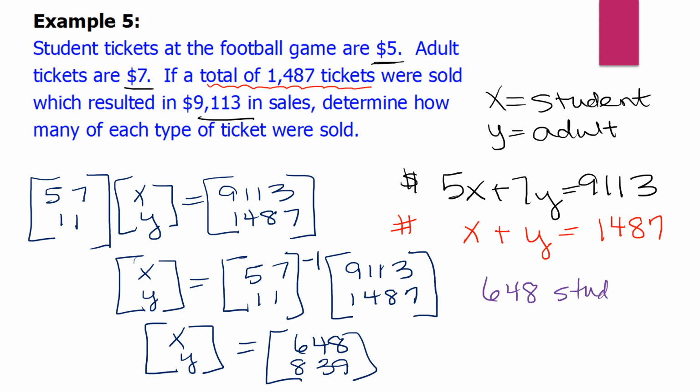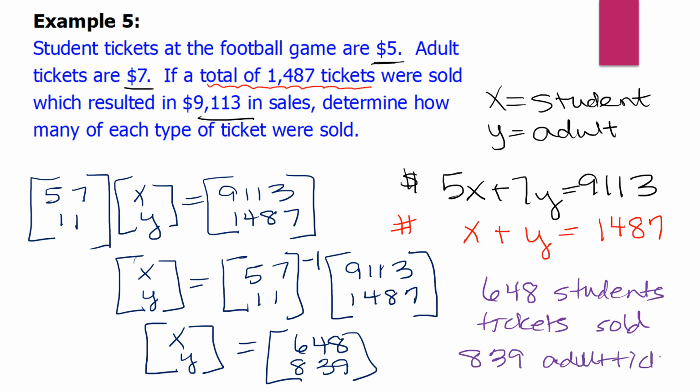648 student tickets were sold, and 839 adult tickets sold. Sorry, my handwriting got so yucky. There you go. If you can write that sentence at the end, it not only proves that you got the correct answer, but that you understand it in terms of this particular example. So that's like top notch right there.